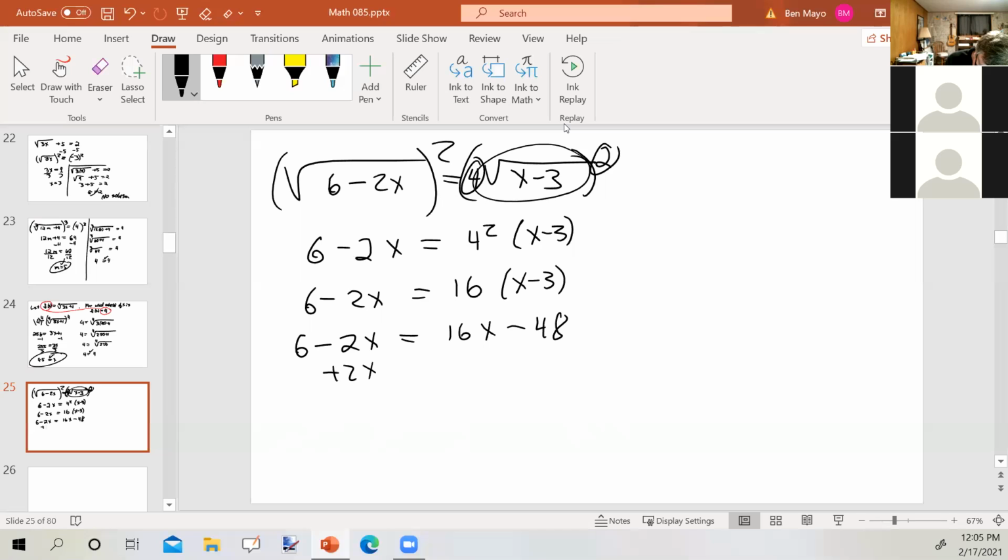Okay. I'm going to add 2x to both sides. 6 equals 18x minus 48. I'm going to add 48 to both sides. 54 equals 18x. Divide by 18, x equals 3.